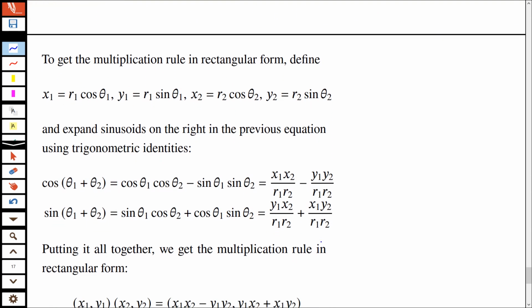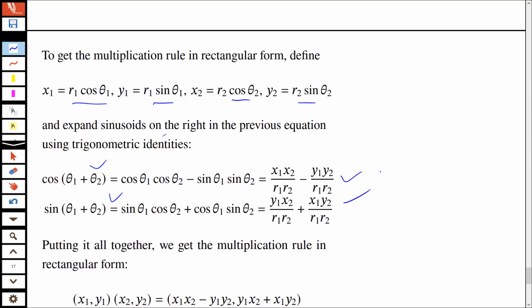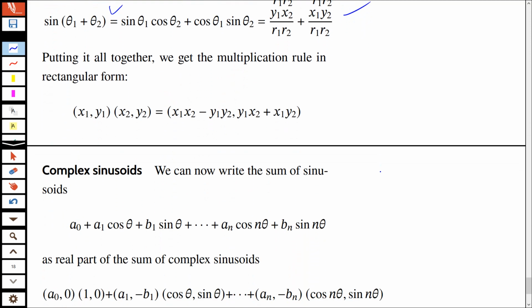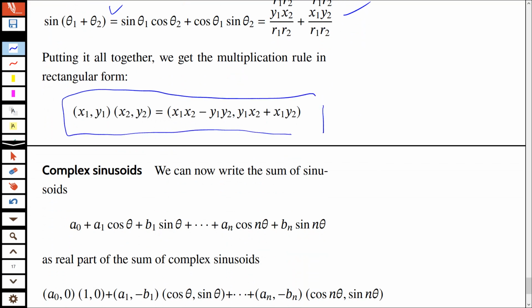Now this was your multiplication rule in polar form. You can now use these relationships to go from polar form to rectangular form, use some trigonometric identities you already know, plug them in, and you can get your multiplication rule for complex numbers in rectangular coordinates.